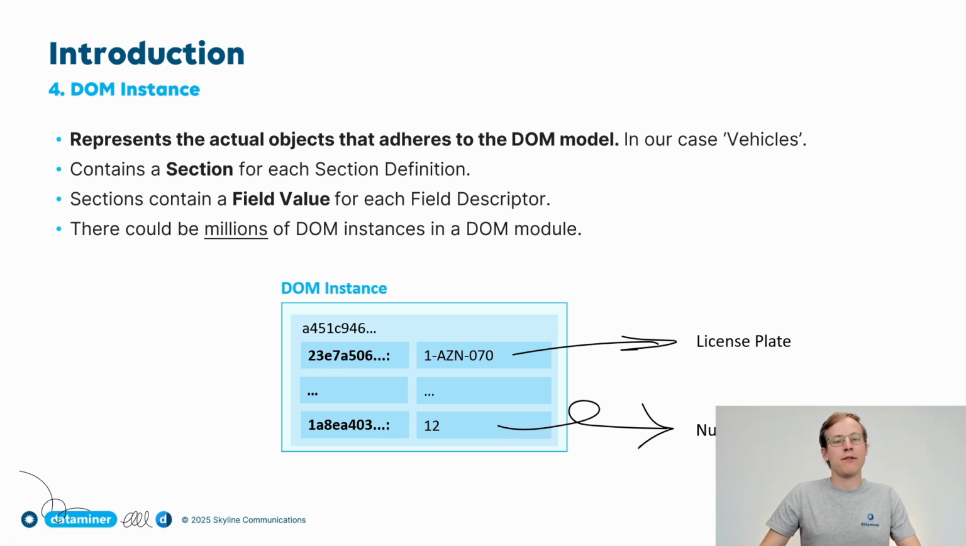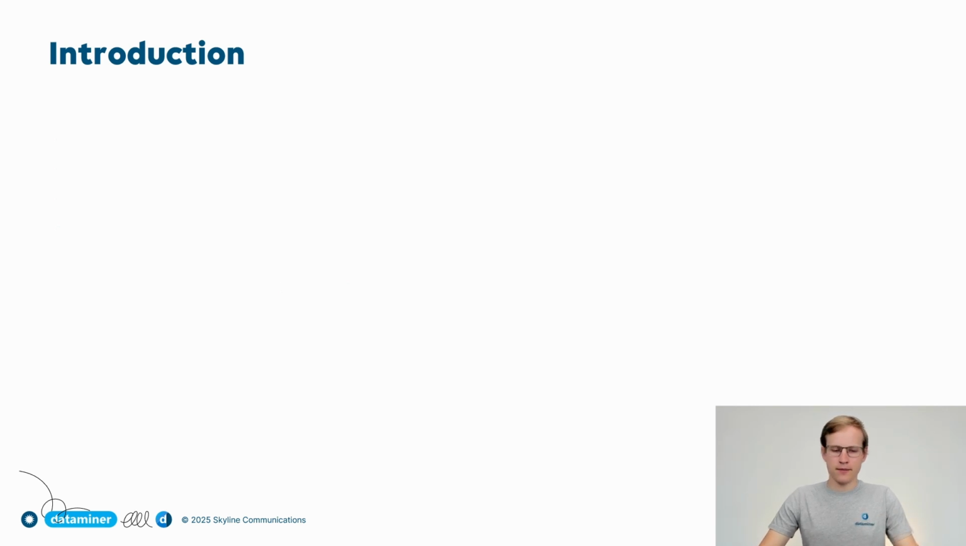For every section definition that you have in your DOM definition, you will have a section with your field values. The DOM instance is an object of which you can have millions. All of this is stored in a database, and all the querying is also done in a database, so you can efficiently search and retrieve all these instances.